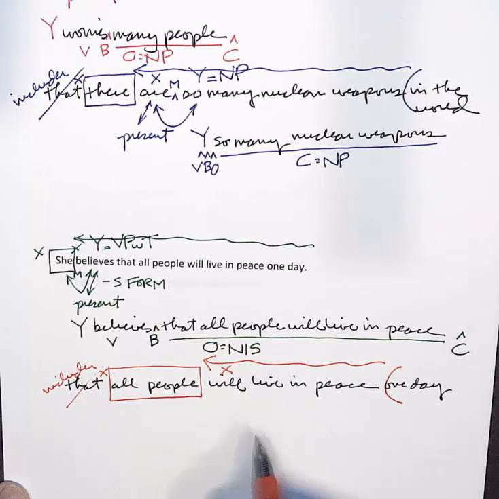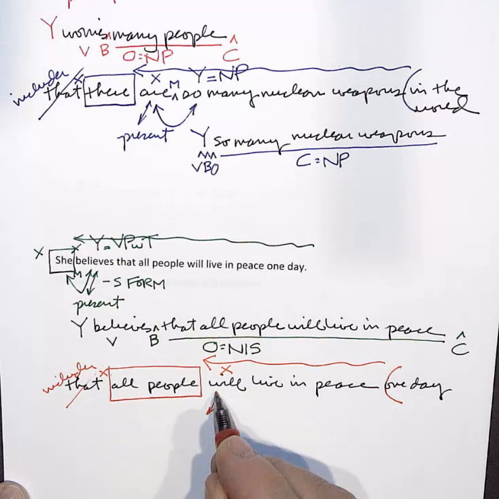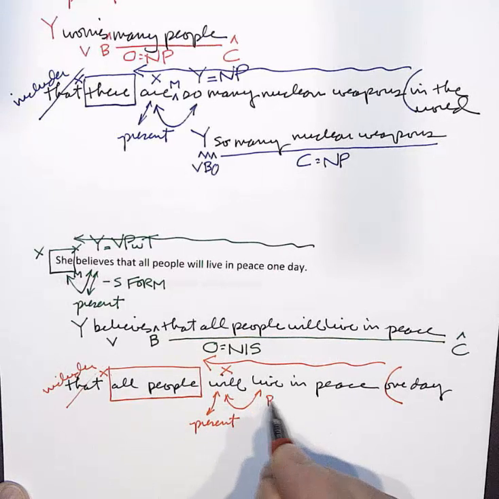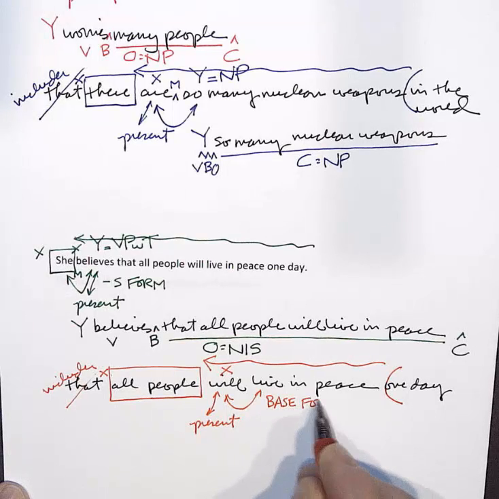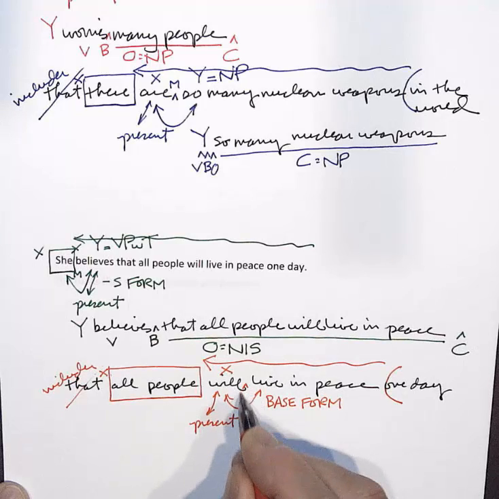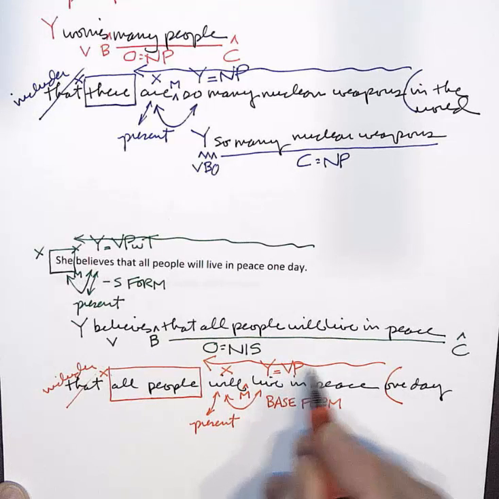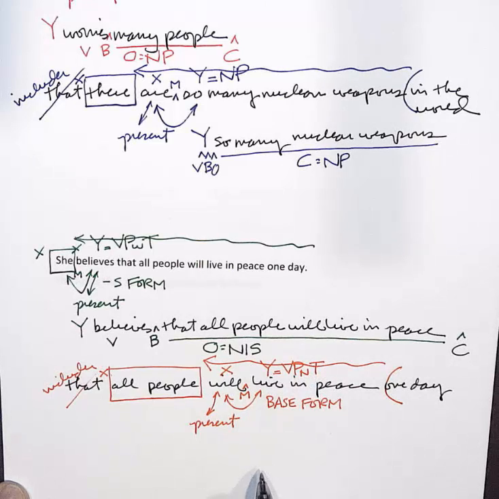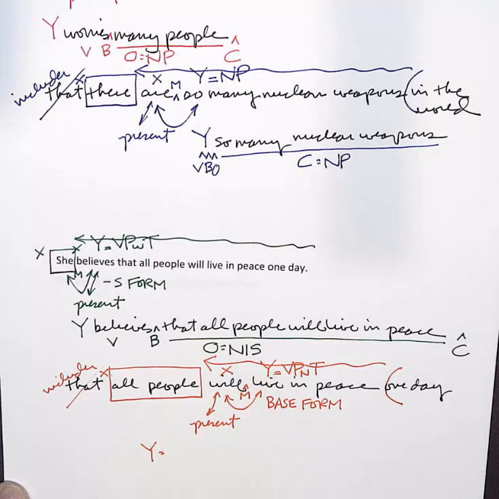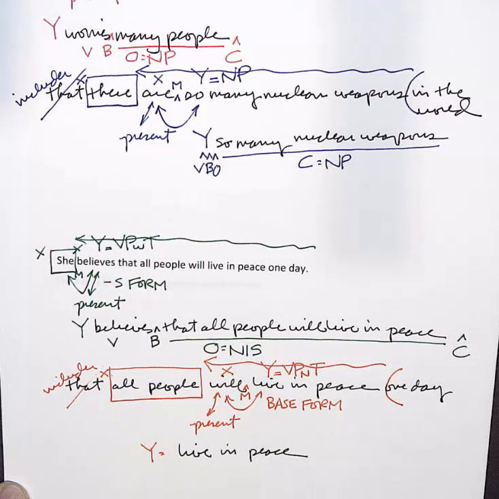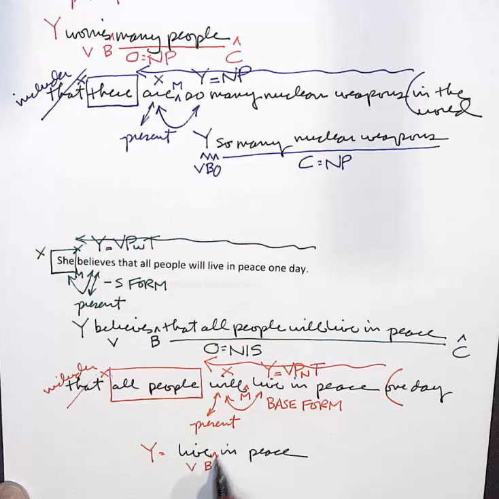the predicate, and will ties with the present. Will ties with live, that's the base form. The M place is here between will and live in peace is Y. It's a verb phrase, no time. And finally, let's rewrite the Y. Live in peace. Live is the verb. Particle place is empty. Object place is empty. In peace is the complement.